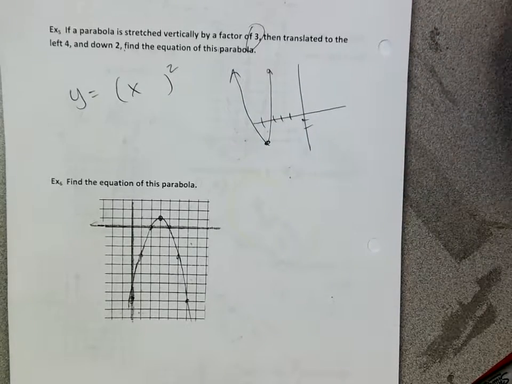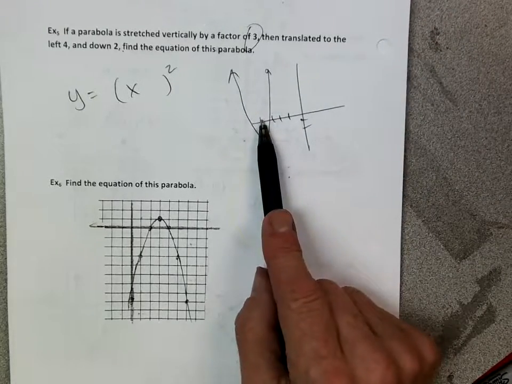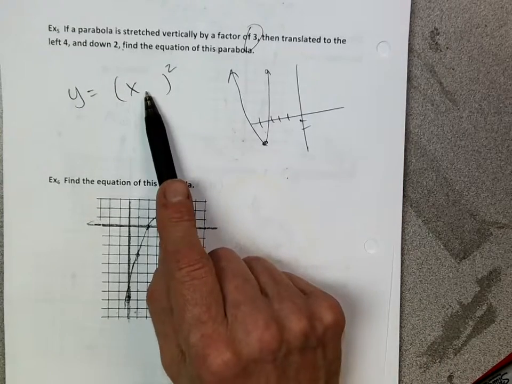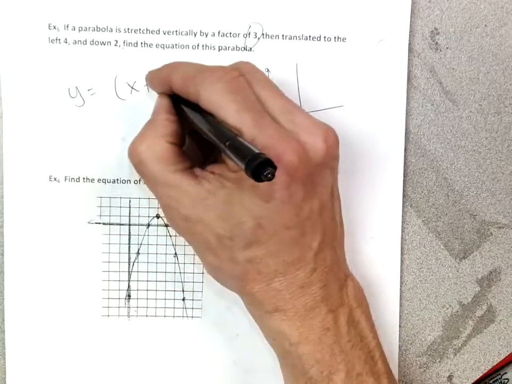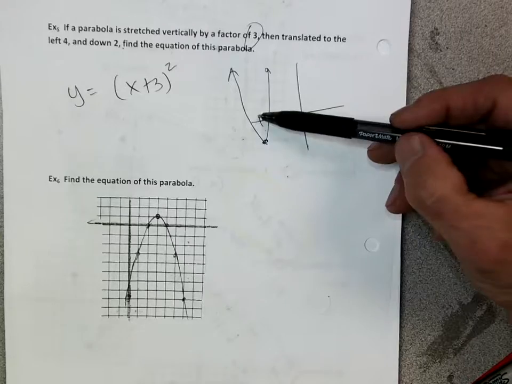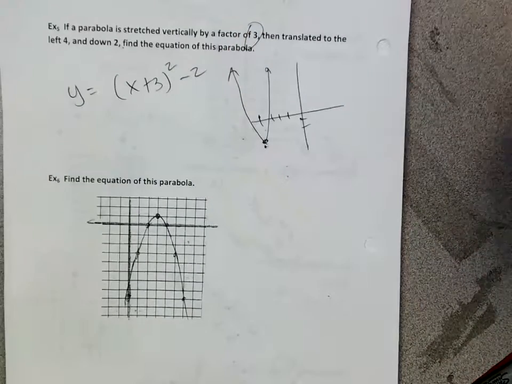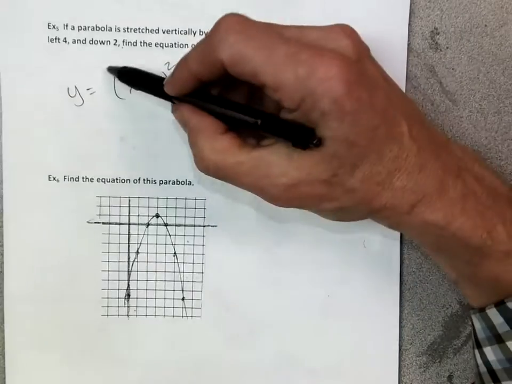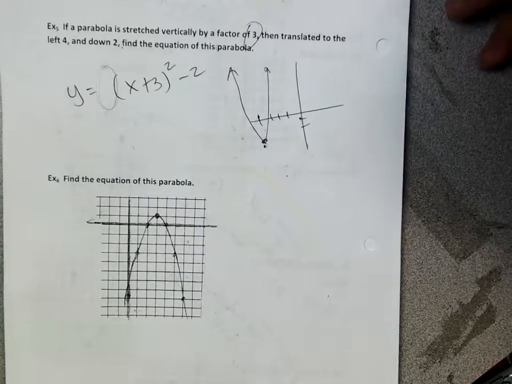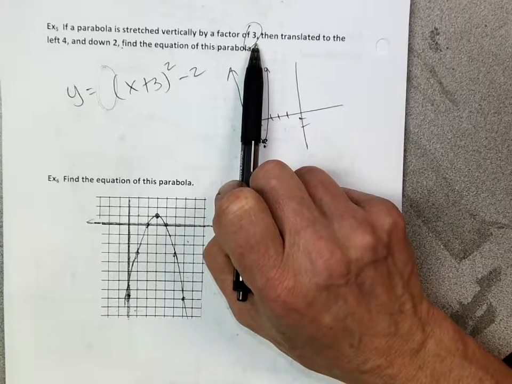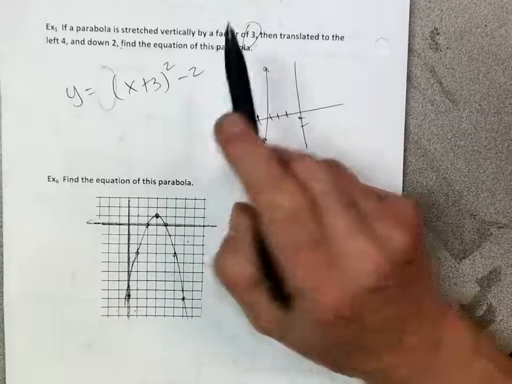Now, if it's back 3, we do the opposite, don't we? So I need a plus 3 here. You guys agree with that? And then I'm down 2, so I go minus 2 for the equation, right? And then what goes right here? So it's 3, isn't it? It's stretched by 3, so a 3 goes there.